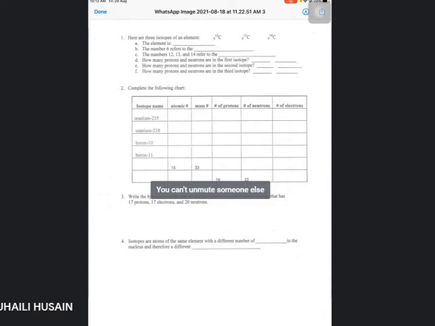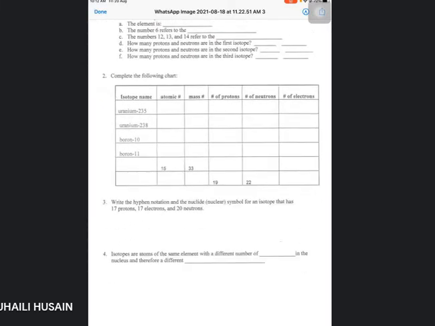Okay, so let's go through the answer. So number one, definitely just an easy one. The element is, if you have this symbol, then we know that this is for what element?